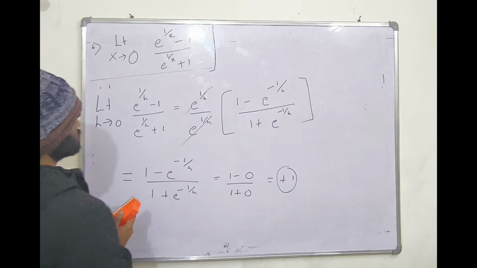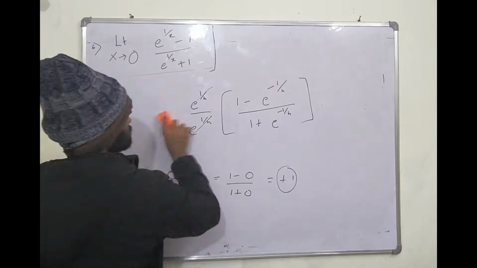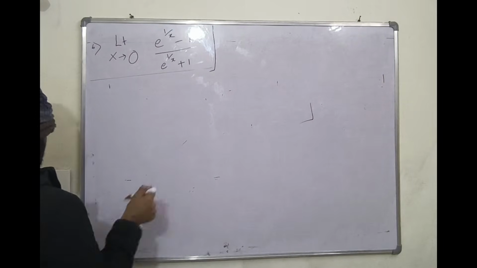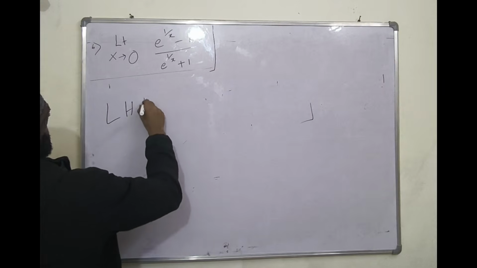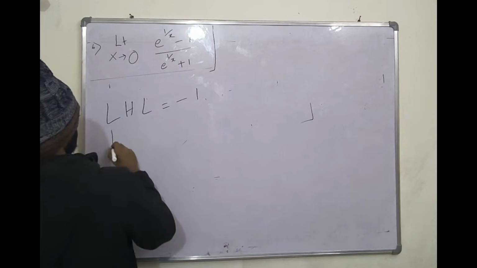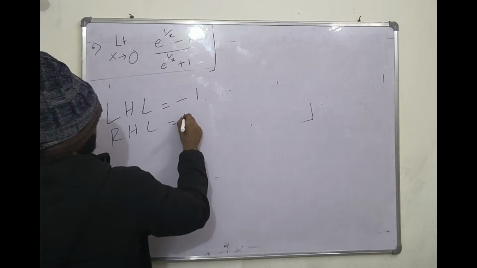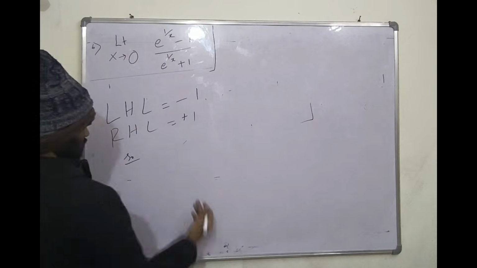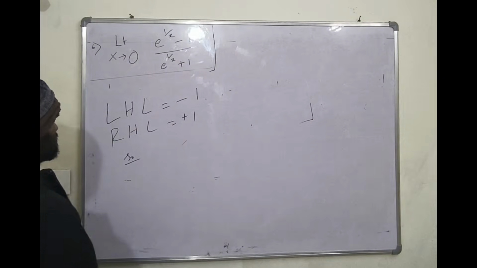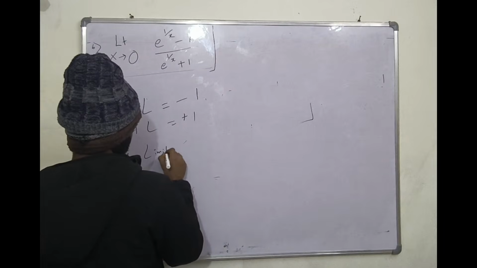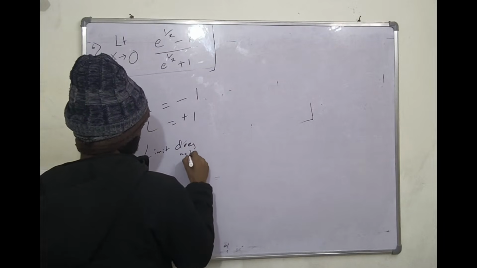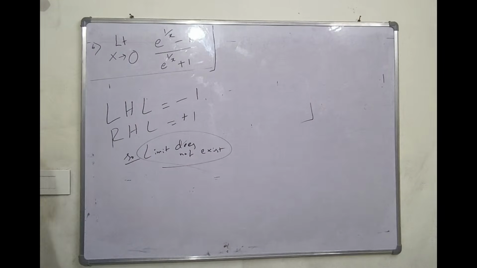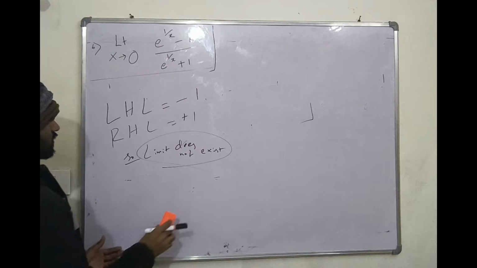Next, in this question we got left hand limit equals to minus 1, right hand limit equals to plus 1. So left hand limit is not equal to right hand limit, which means the limit does not exist. Okay, good. Clear?